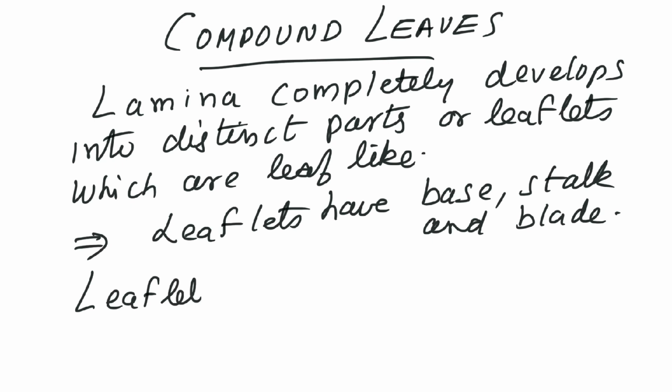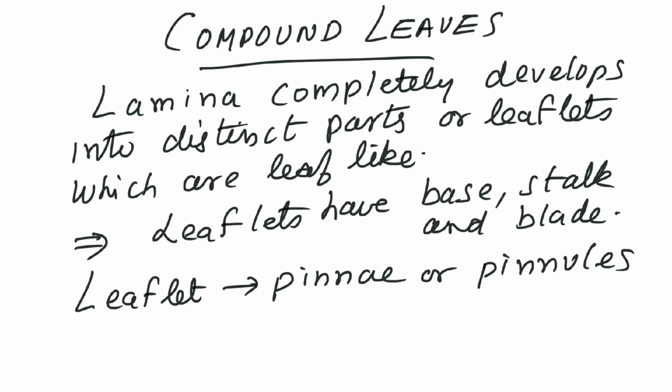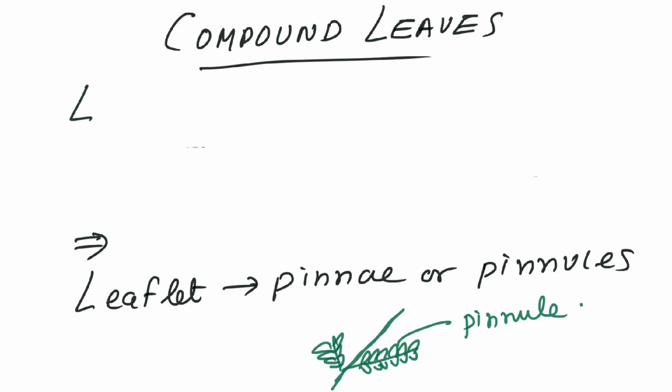And interestingly, these leaflets, which are parts of the leaf which look like small leaves or sub leaves, have base, stalk and blade. But the interesting part is that leaflets naturally won't be having any axillary buds or stipules. And the botanical term for leaflets is pinnae or pinnules. And here in the diagram is a characteristic example of how a pinnule will look.